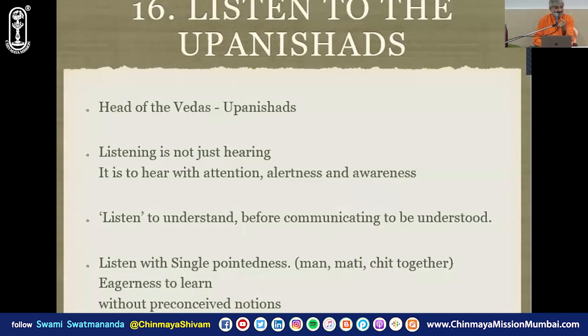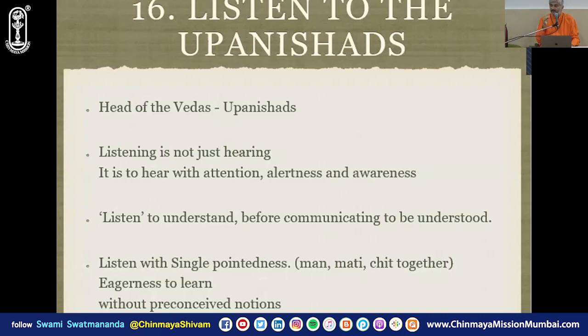Meaning, where is my attention? You just think about it. Attention span has reduced so much. Attention span has reduced means what? Ability to listen and focus has gone down. Earlier they used to say it is 1 hour. Then it became 45 minutes. Then it became 35 minutes. Now it is 20 minutes, 15 minutes. Only that much attention span.